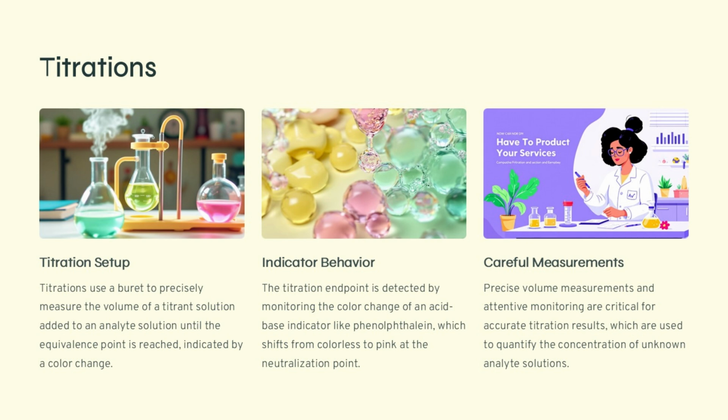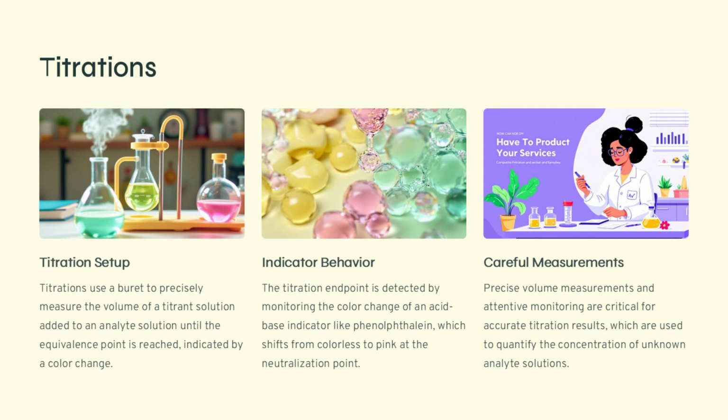Titrations allow us to precisely measure the volume of a titrant solution needed to neutralize an analyte solution. The setup involves using a burette to carefully add the titrant until the endpoint is reached, indicated by a color change. Acid-base indicators like phenolphthalein change color at the neutralization point, signaling the equivalence point.